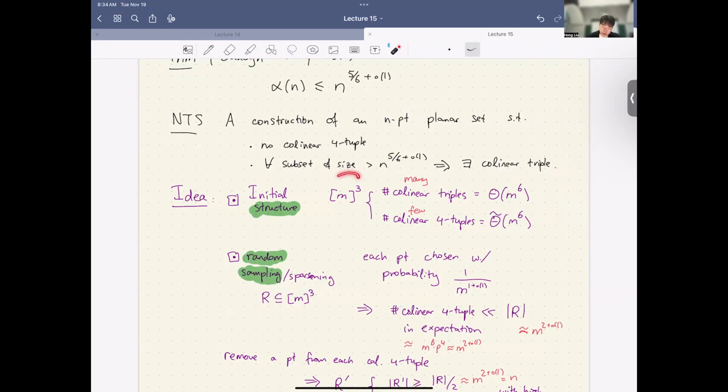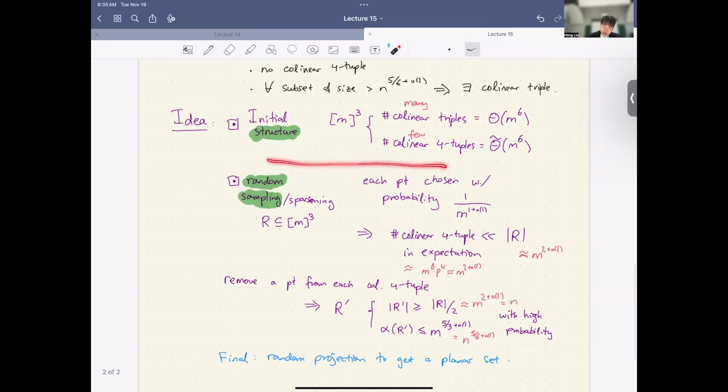So the initial object we choose is a very simple one. It's [m]^3, the discrete cube. And we've seen last time that the number of collinear triples is at least m to the 6, which is easy to prove. The detail that we missed out is that we will actually have supersaturation for the collinear triples. This is something we will prove today. And we get an upper bound on the collinear 4 tuples that is not much bigger than m to the 6. In particular, we will prove m to the 6 times log m.